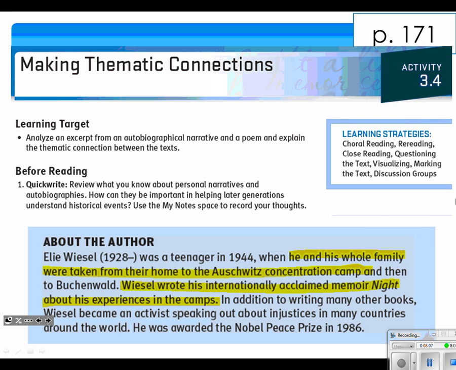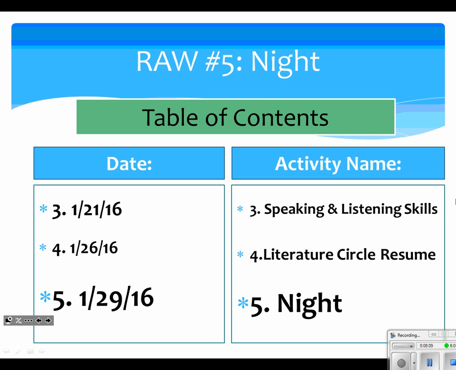So if you could, go ahead and pull out your notebook. This is going to be our fifth entry. So today's date's the 29th. The activity name is Night.